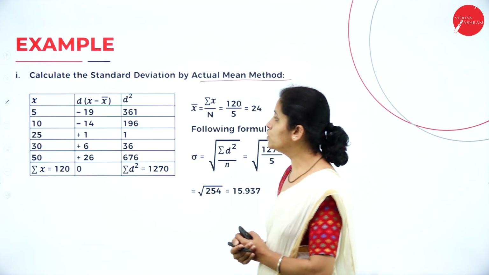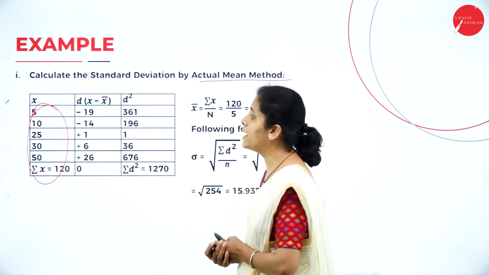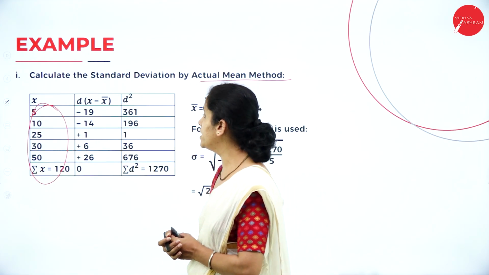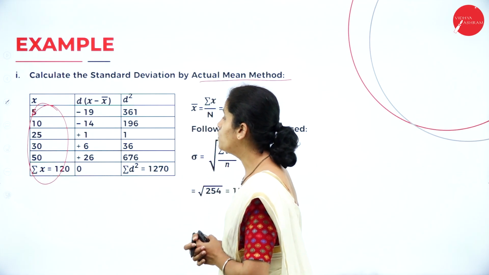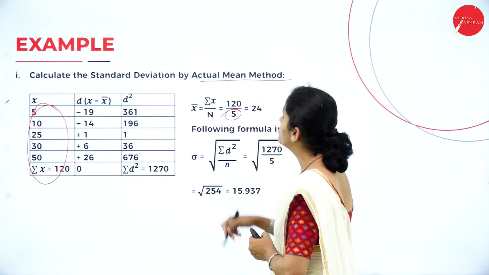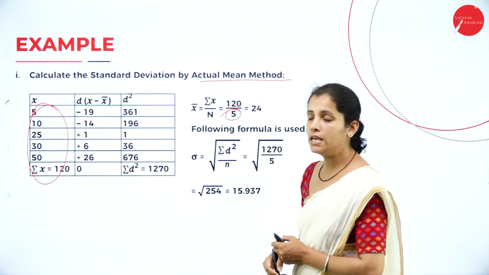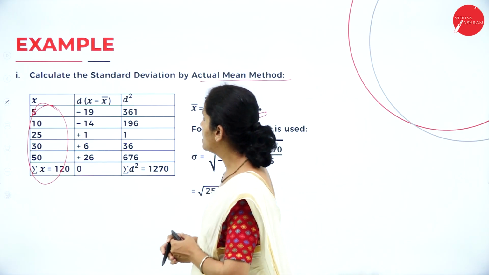So what do I want to do? I want to construct the table. So 5, 10, 25, 30, and 40. And what is the summation of x? That's nothing but 120 divided by 5. That is nothing but my mean. So mean is 24. Now see here.